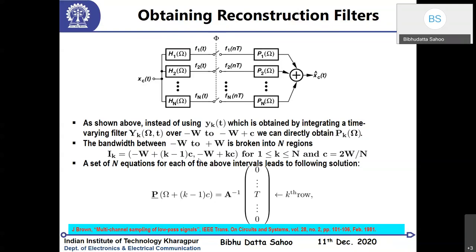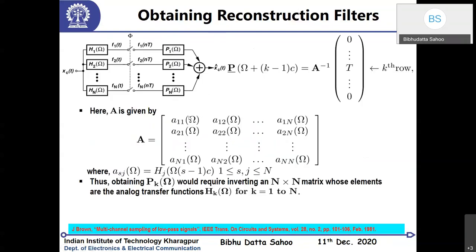Okay. Now this A matrix is given by this, where A_sj is given by the transfer function H_j(omega + (s-1)C). C is equal to twice W divided by N, the sample rate of each channel. Thus obtaining Pk(omega) would require inverting N cross N matrices, whose elements are the analog transfer functions Hk(omega) with different shifts, for k equal to 1 to N.